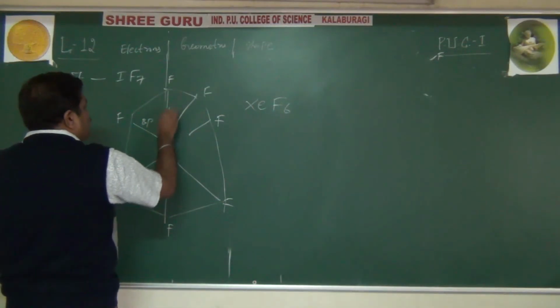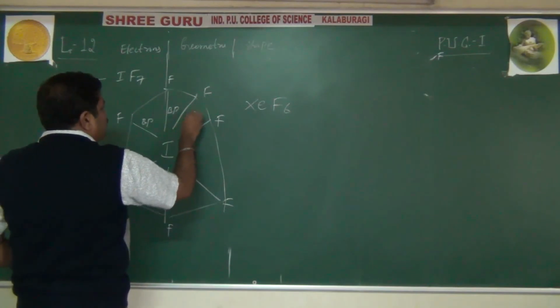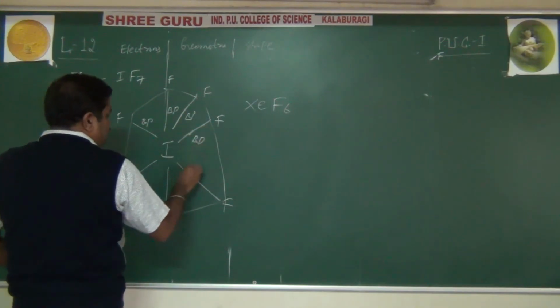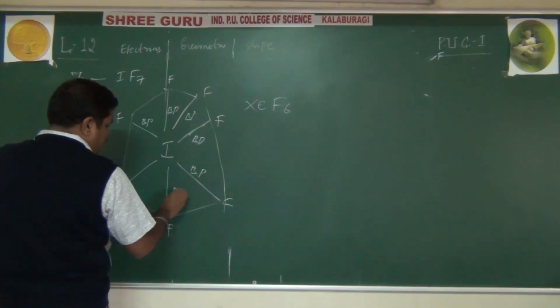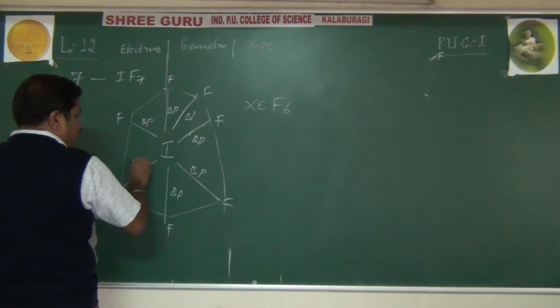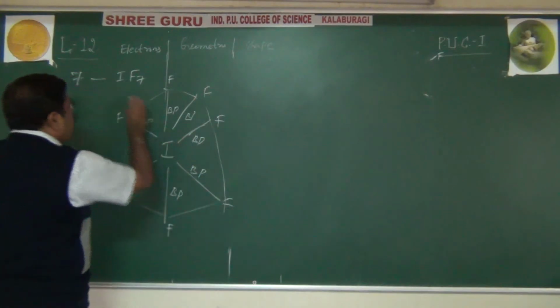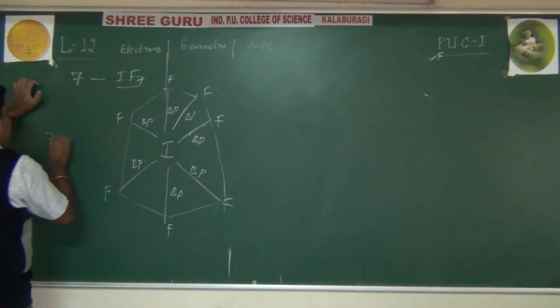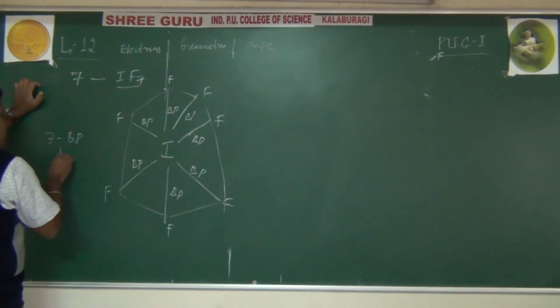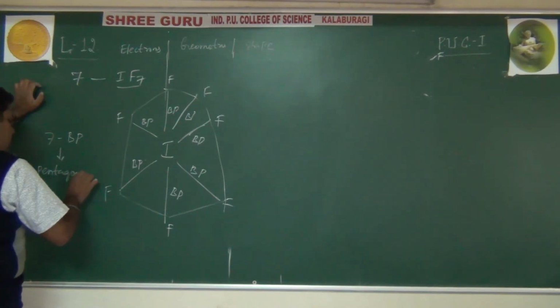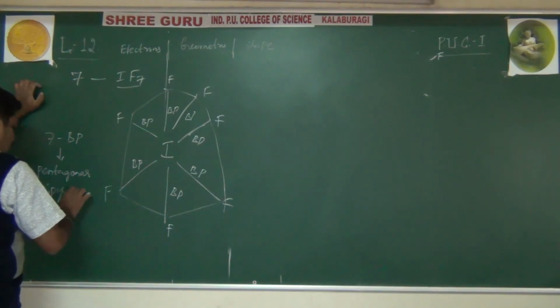All bonding pairs. 7 bonding pairs. Iodine heptafluoride, all 7 bonding pairs. Therefore, the geometry is what? Pentagonal bipyramidal. Pentagonal bipyramidal.